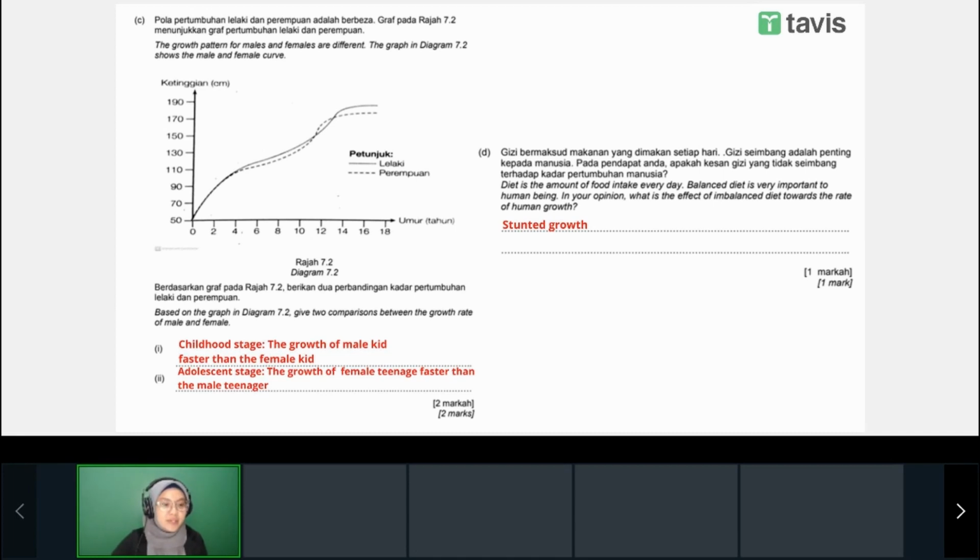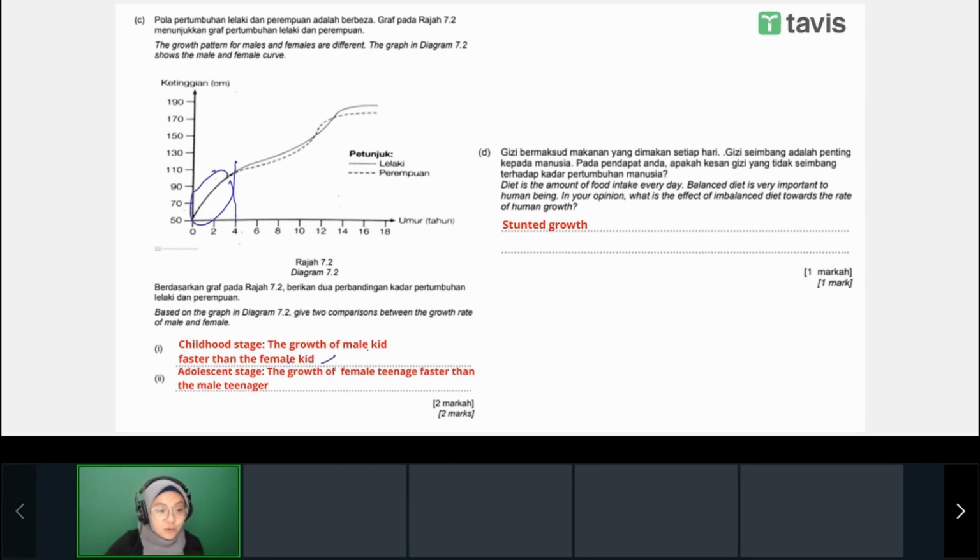Okay, next question. The growth patterns for male and female differ. The graph in 7.2 shows the male and female curve graph. The straight line graph is the male and the dotted line is the female. Based on the graph, give two comparisons between the growth rates of male and female. This is a favorite question. Okay, you just justify. Let's say you talk about the childhood stage. At the childhood stage, the growth of male kids and female kids are the same. Just write like that.